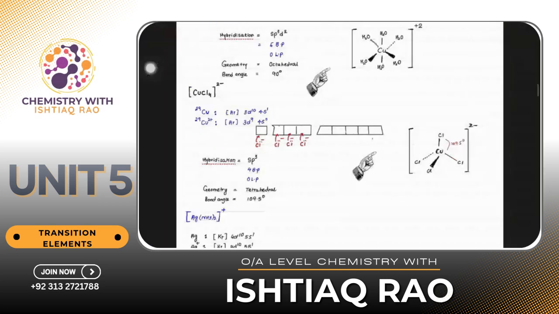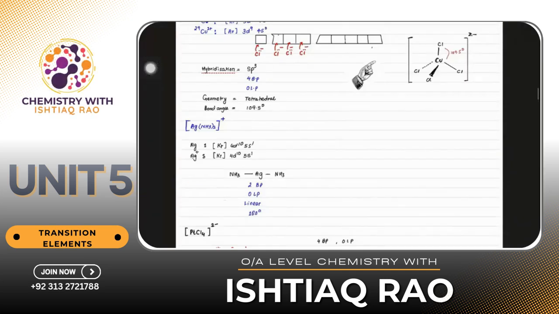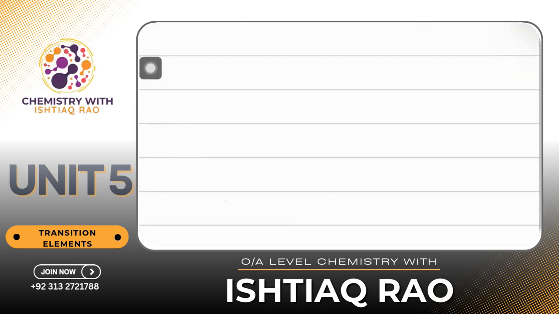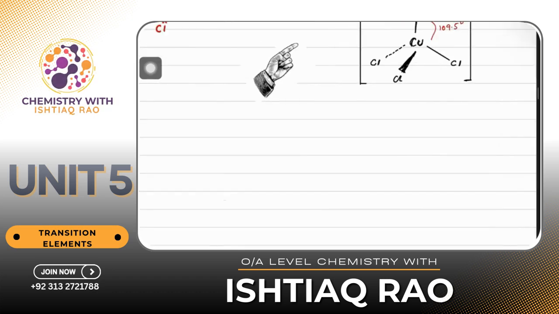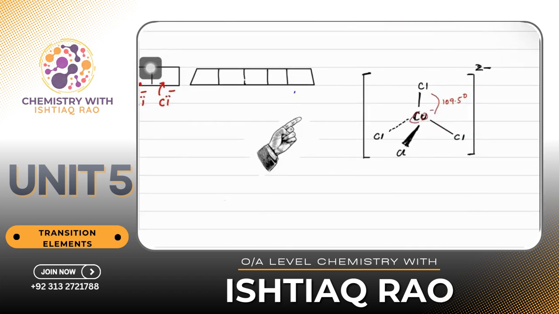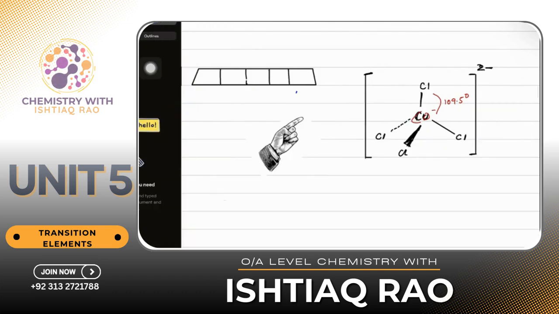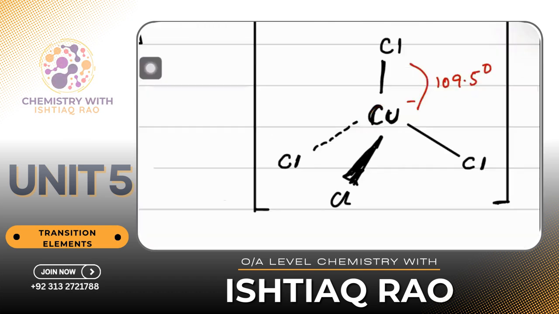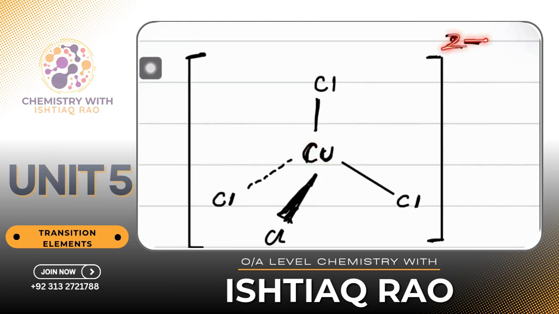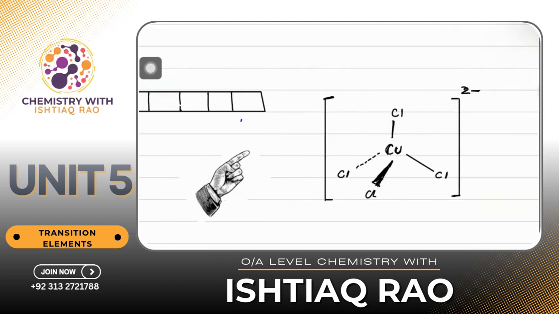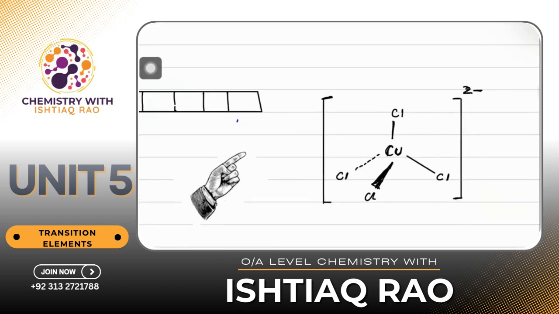And then the same goes with cobalt chloride. Rather than Cu, I have Co, that is cobalt. So nothing is changed. The charge is also the same, the ligand is also the same, only the metal is changed. So this is going to be a tetrahedral complex compound.